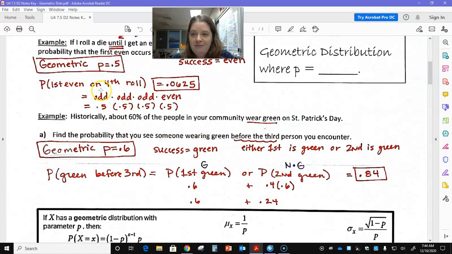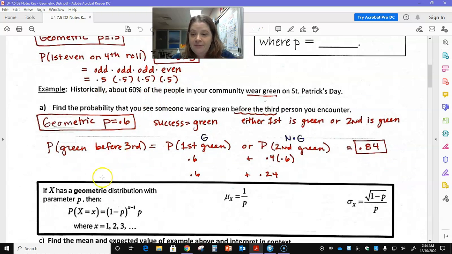For example, the first roll being even on the fourth would be 3 odds followed by an even. So here's that 1 minus 0.5 to the 4 minus 1, 3 odds, times the 1 even. Or when the second one was green, that would be X equals 2. I would have 1 minus P, that's 1 failure, 0.4, to the 2 minus 1, times that probability of success. So if you're going to do this by hand, you don't really need this formula because it's very logical how this is calculated.